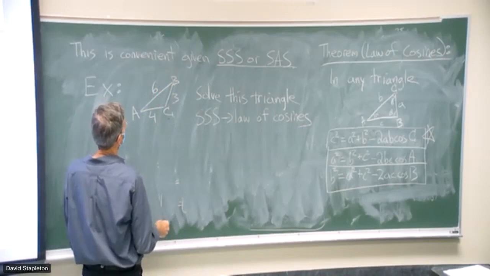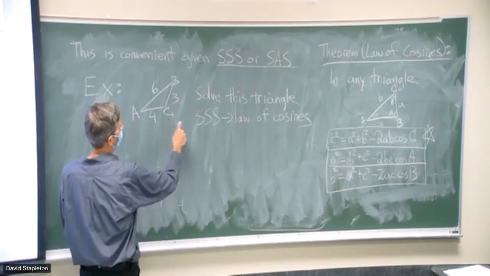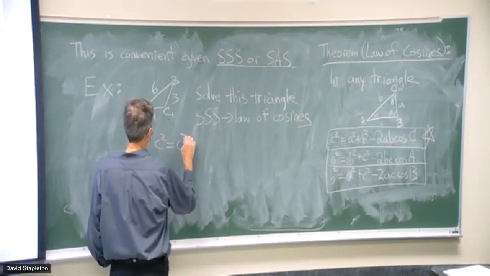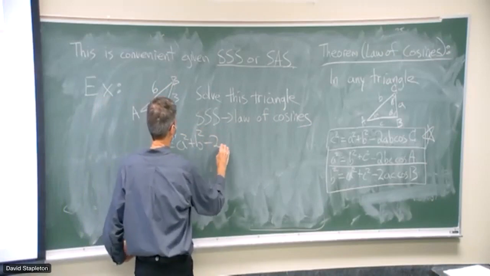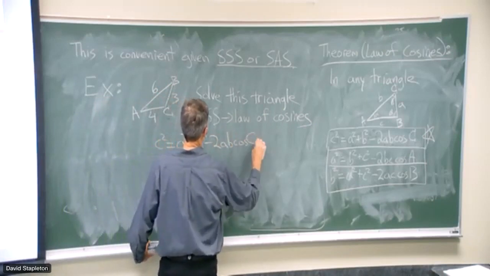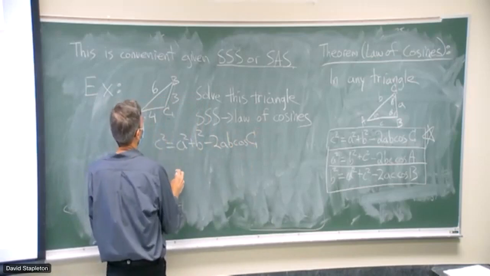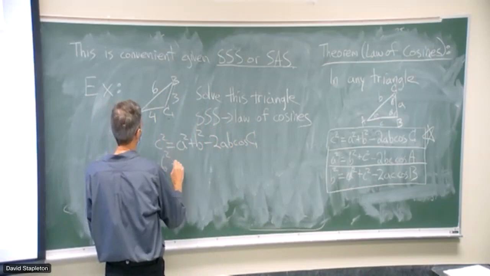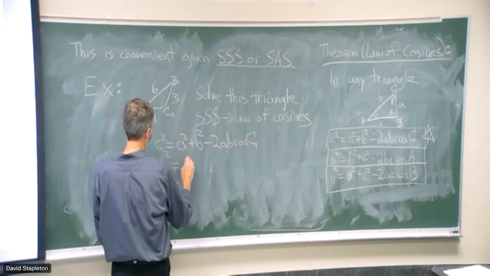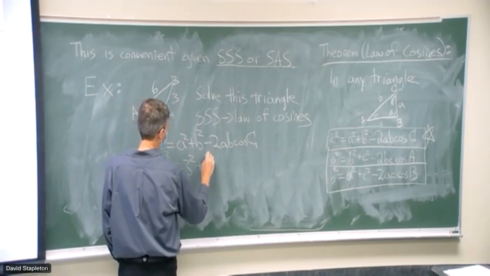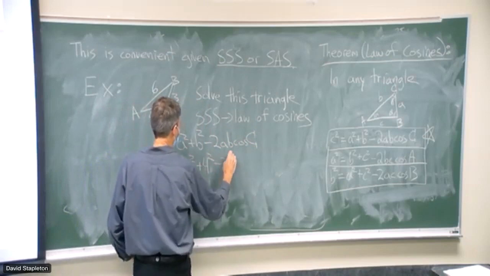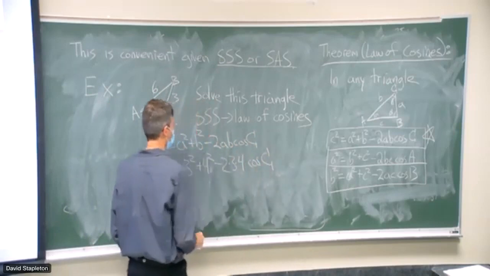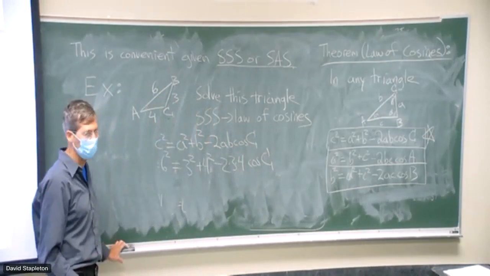So the law of cosines applies, and I'll use the first one because it's easiest for me to remember. I'll say c squared equals a squared plus b squared minus 2ab cosine C. Becomes, let's see, C is the largest side I made there: 6 squared equals 3 squared plus 4 squared minus twice 3 times 4 times cosine C. And you notice I know everything except for angle C in this equation, so I can solve for it, right?